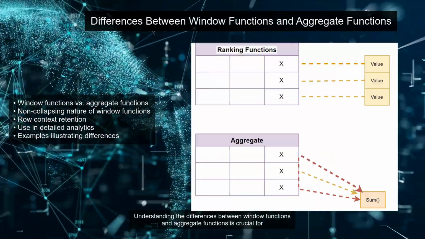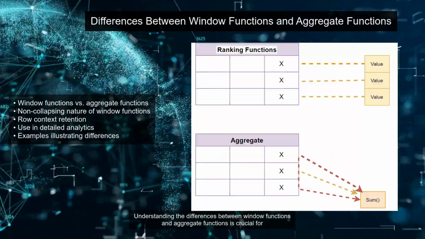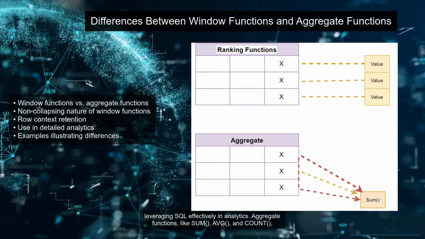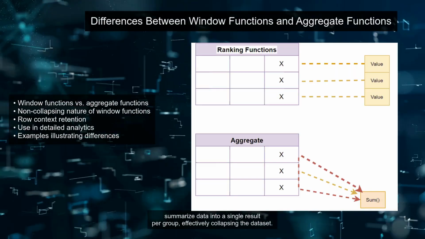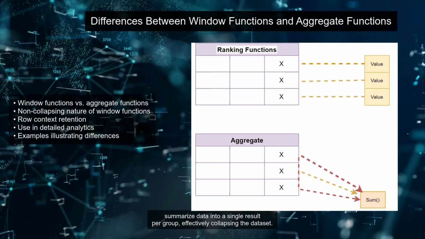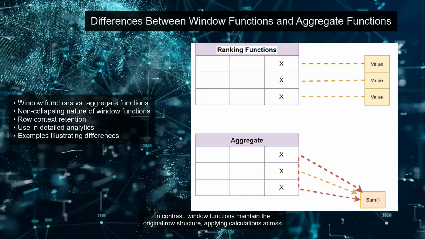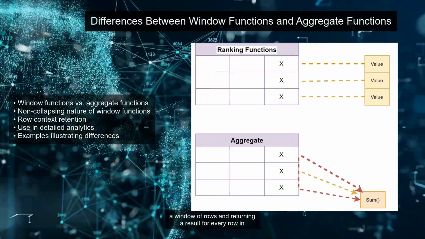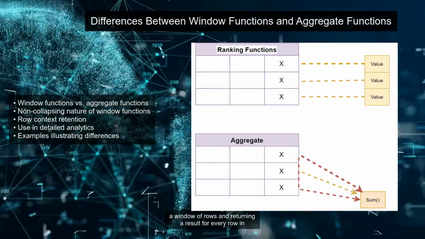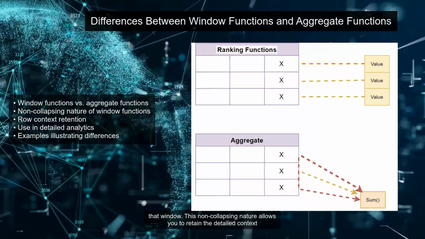Understanding the differences between window functions and aggregate functions is crucial for leveraging SQL effectively in analytics. Aggregate functions, like sum, average, and count, summarize data into a single result per group, effectively collapsing the dataset. In contrast, window functions maintain the original row structure, applying calculations across a window of rows and returning a result for every row in that window.